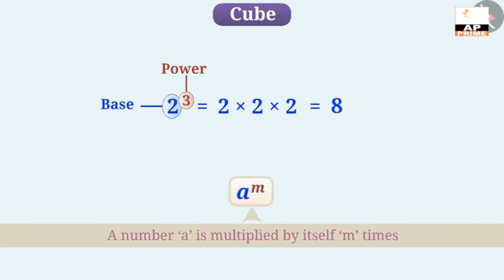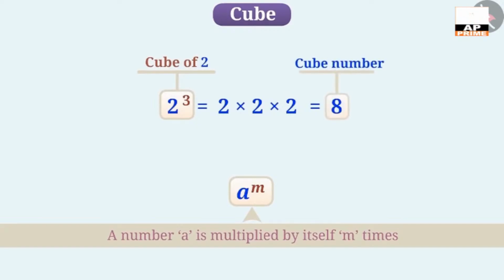Now look at the number 8. If we multiply 2 3 times by itself, we get the number 8. Therefore, we can express 8 as 2 to the power of 3. We read this as cube of 2, which has the value 8. Here 8 is a number that is obtained by multiplying number 2 3 times by itself. We call such a number a cube number or a perfect cube.